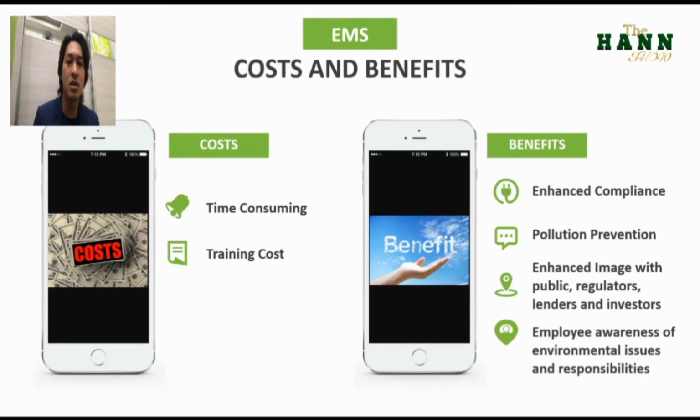And the pros about the system is that it enhances the compliance, and it will help to prevent the pollution of the environment. It is also to enhance the image with public, regulators, lenders, and also investors. And the last pro that we can get from this management system is that the employee awareness of environmental issues and responsibilities will be higher.